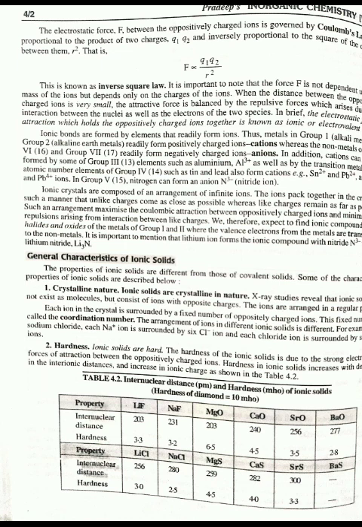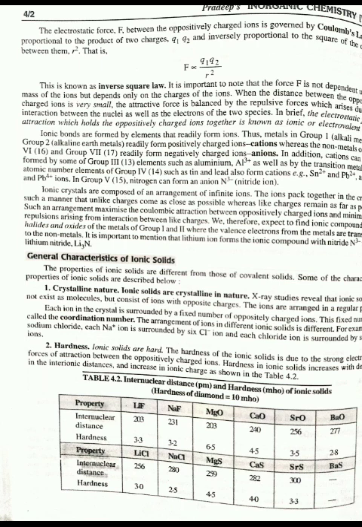It is important to note that the force F is not dependent upon the mass of the ions but depends only on the charges of the ions. When the distance between the oppositely charged ions is very small, the attractive force is balanced by the repulsive forces, which arise due to the interaction between the nuclei as well as the electrons of the two species. In brief, the electrostatic force of attraction which holds the oppositely charged ions together is known as ionic or electrovalent bond.